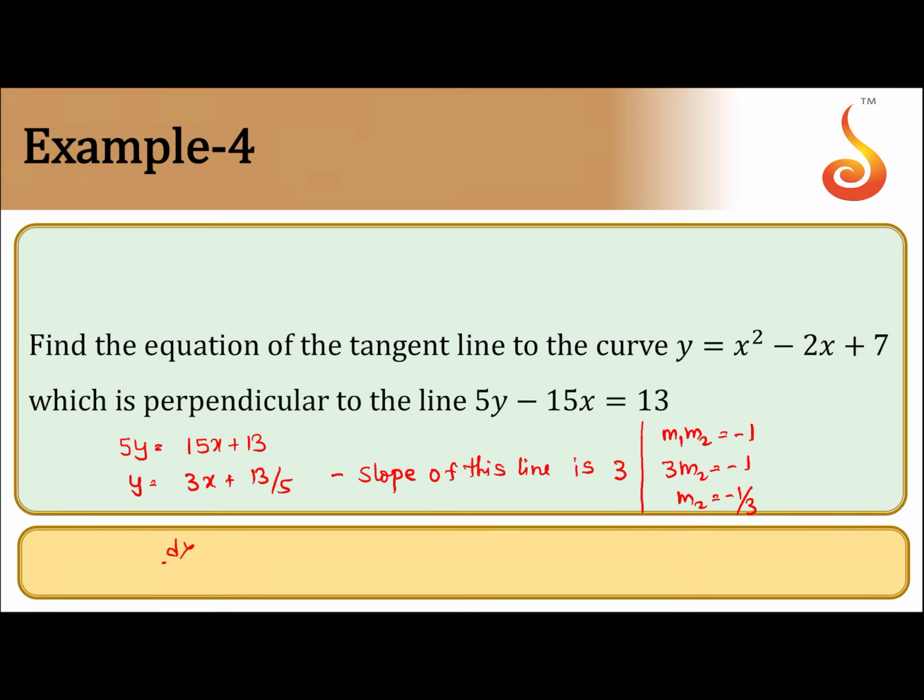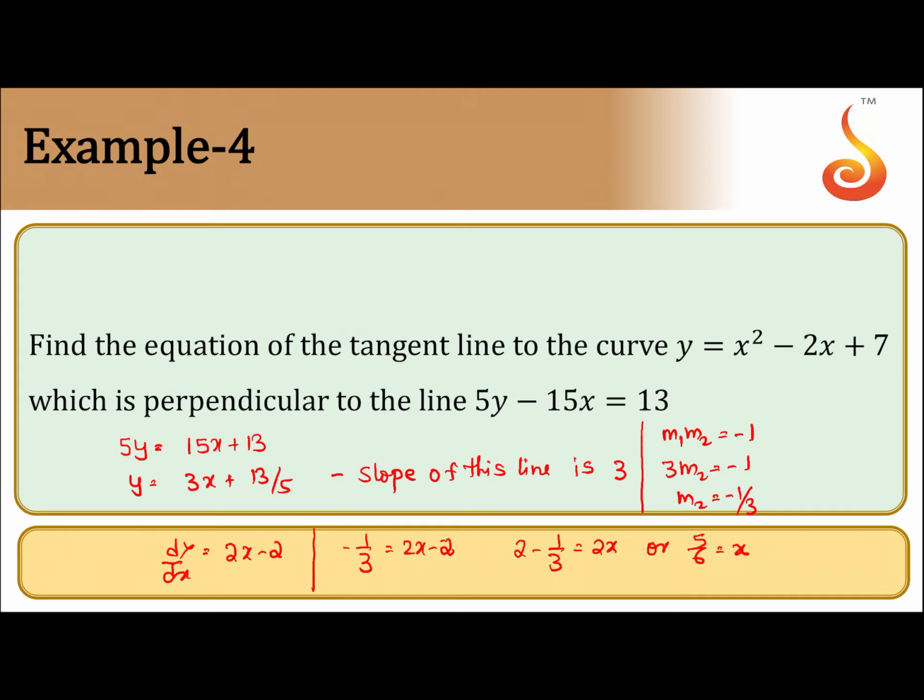Now what is dy/dx of this curve? dy/dx = 2x - 2. Now what is the slope given? -1/3. So -1/3 = 2x - 2. What do we get now? 2 - 1/3 = 2x, or you get 5/3, which means 5/6 is the value of x. Okay, so you know the x value.